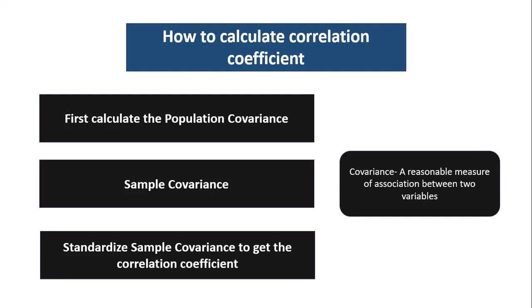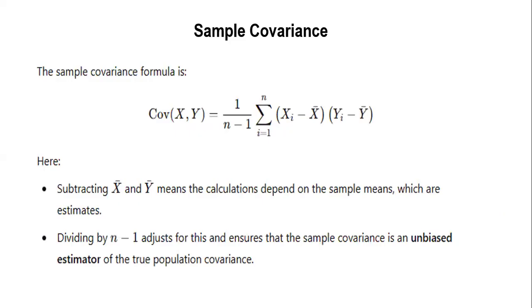with a particular direction and a particular number which tells the strength, but it is unstandardized. First we need to identify the population covariance, then the sample covariance, then standardize the sample covariance to get the correlation coefficient. Because, as I said, covariance is the unstandardized form of correlation, and we need to standardize it to find out the correlation coefficient. So let's understand with this very simple example.